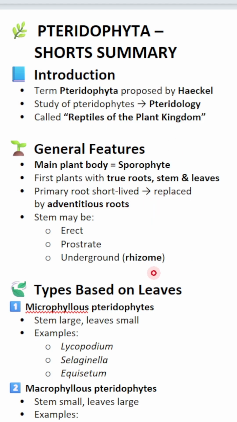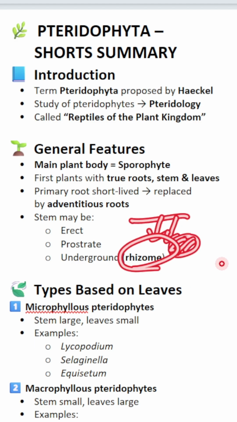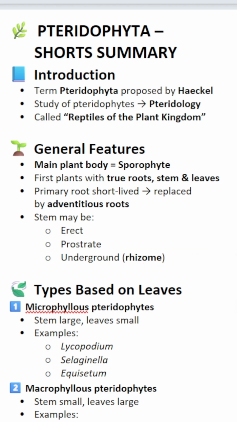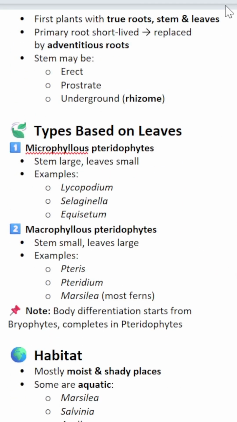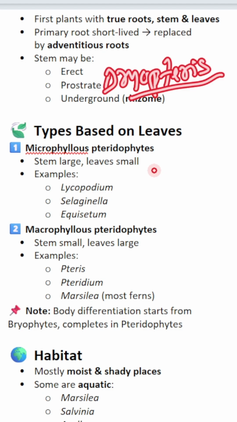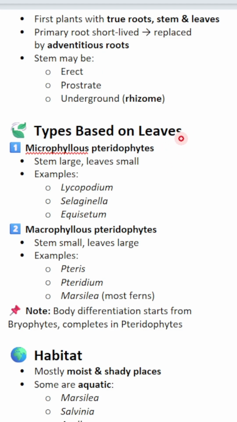When we talk about its stem, sometimes the stem is erect, or sometimes it is creeper-like, prostrate, and sometimes it is found under the ground. If the stem is present underground, it is called a rhizome. Rhizomes are mostly present in Pteris. Let's talk about its leaves.